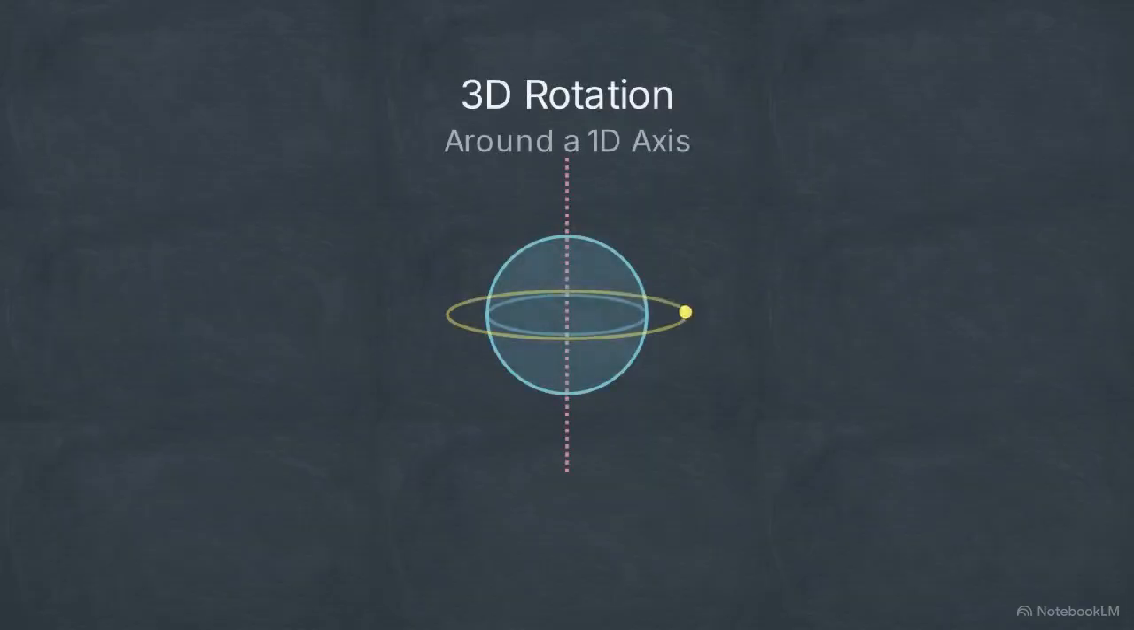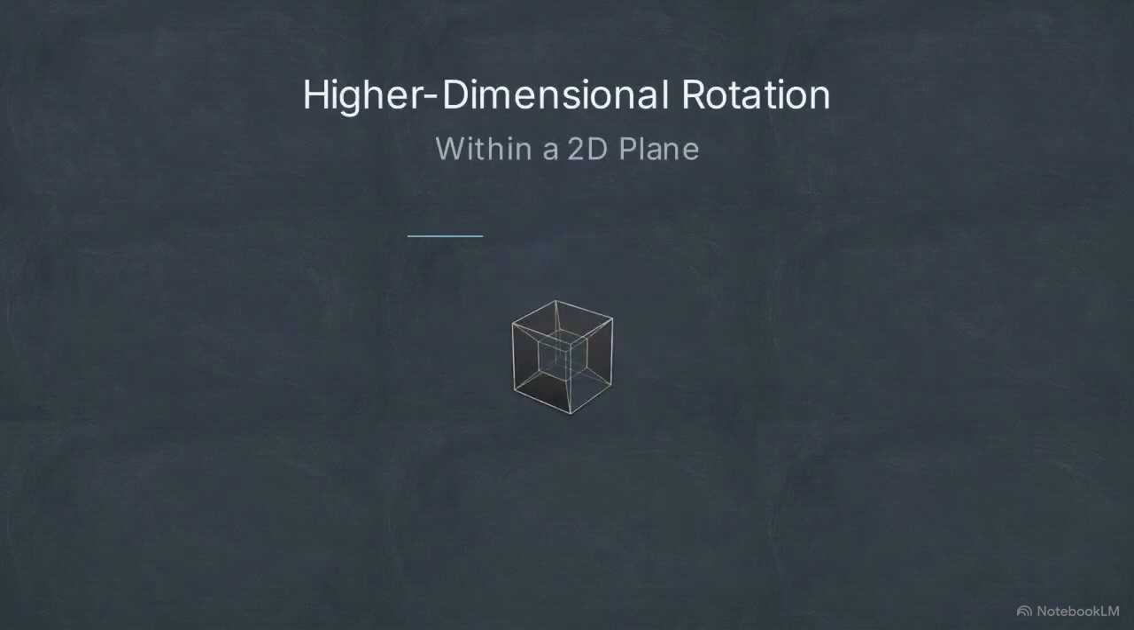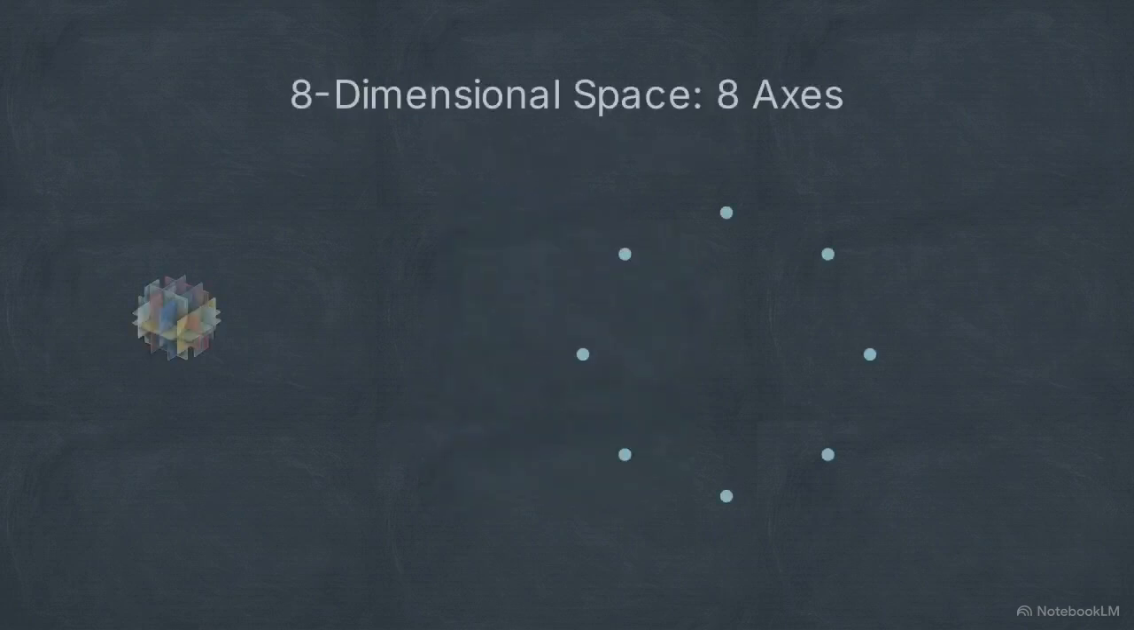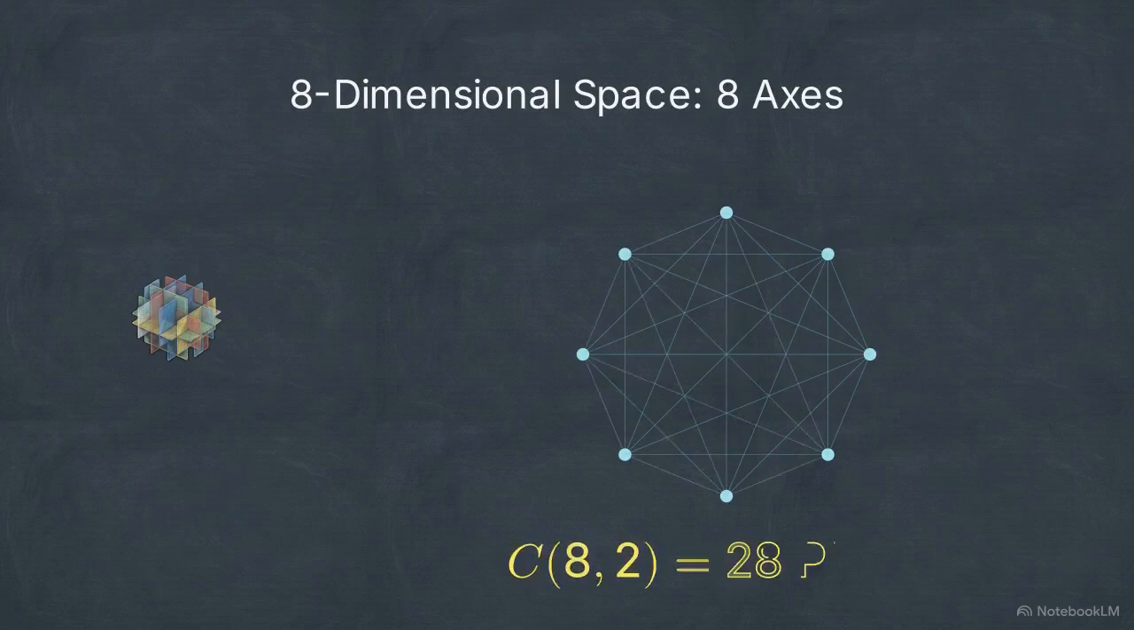In 3 dimensions, an object rotates around an axis. But in higher dimensions, rotation does not happen around an axis. It happens entirely within a 2D plane. As this diagram shows, 8-dimensional space contains exactly 28 independent rotation planes, one for every pair of coordinate axes.